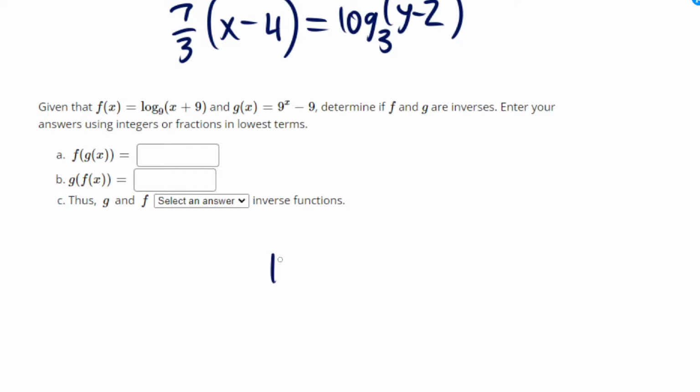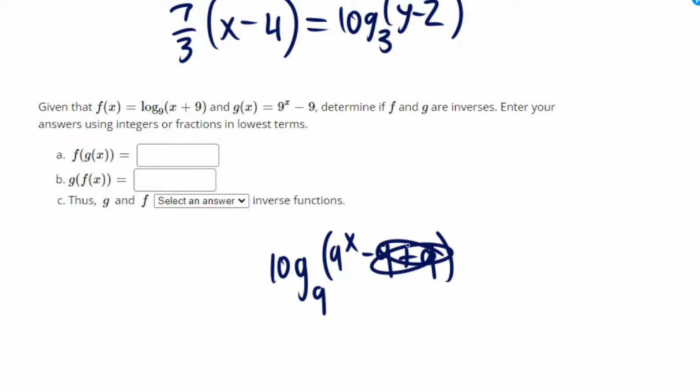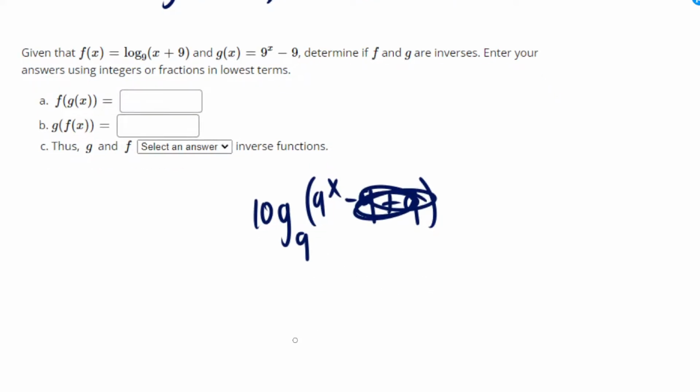So log base 9 of g of x, so 9x minus 9 plus 9, that will turn into 9x, and then we can turn this into 9. These 9s will cancel out, so it will turn into x. I guess we'll get into that in a little bit. I don't think we've gotten into that yet. So the exponential form would be base 9 to the y equals 9x. So x equals y.